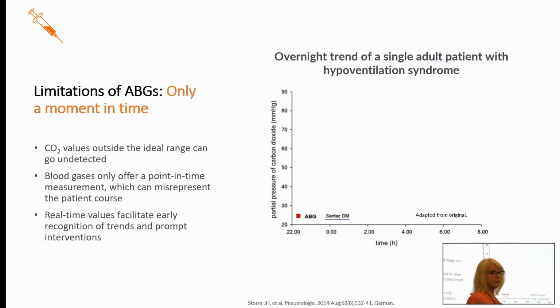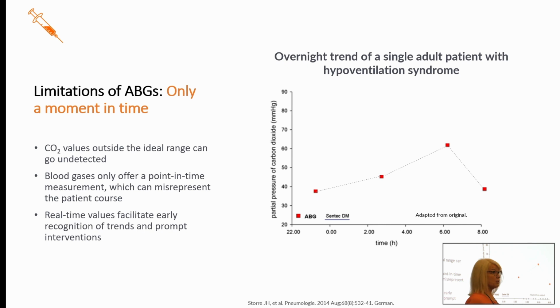Now, I love a good graph, and I love this slide. The other huge limitation of blood gases is that they are not continuous. So everything happening in between those point-in-time measurements goes undetected. Here's a great example of this. Here is an overnight trend of a patient who has hypoventilation syndrome, and here are our blood gases. Now let's connect those dots and see what the trend looks like. Doesn't look too bad to me. Looks like he gets a little hypercapnic in the morning, but other than that, he looks pretty good.